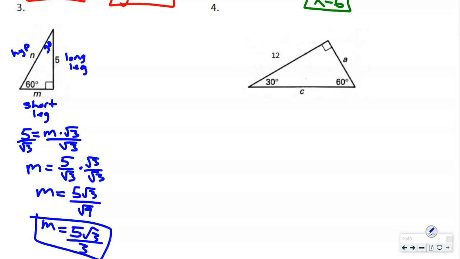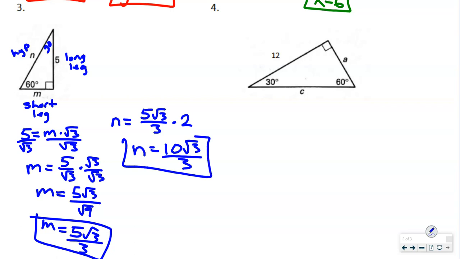Now we can use that to help us find n. Because we know n is our hypotenuse, and our hypotenuse is twice whatever our short leg is. M is our short leg. So n equals 5 square root of 3 over 3 times 2. So I multiply those together. N equals 10 square root of 3 over 3. And that's our hypotenuse.